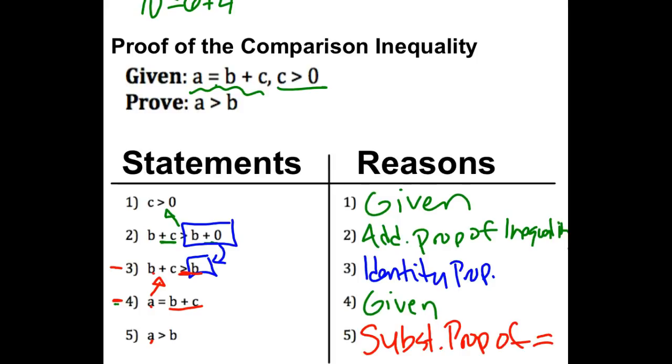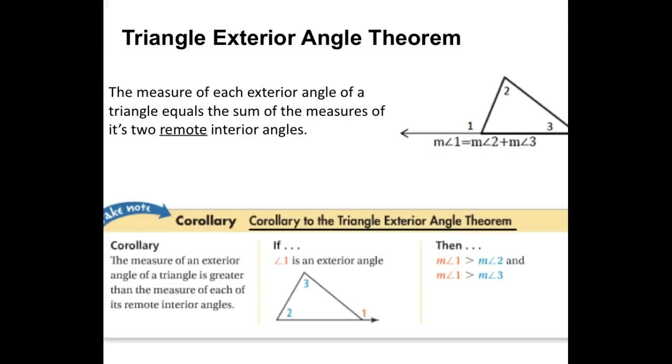We will be doing a little bit more in the next chapter as well. So why this all matters is this next theorem. It's called the triangle exterior angle theorem. It says the measure of each exterior angle of a triangle equals the sum of the measures of its two remote interior angles. This is something we've talked about before. It's in here as a refresher for you.